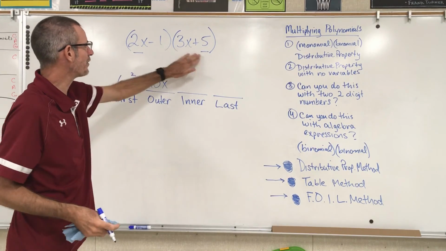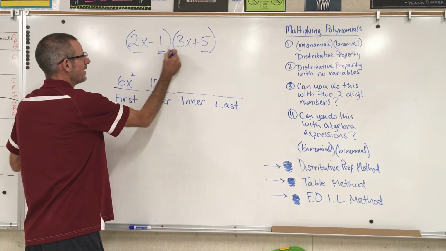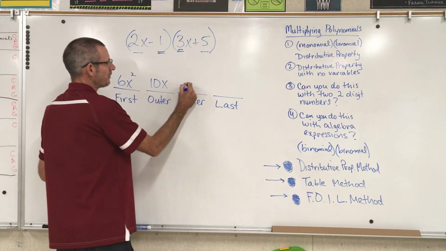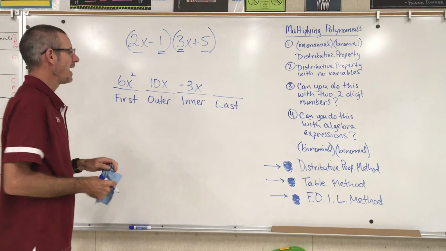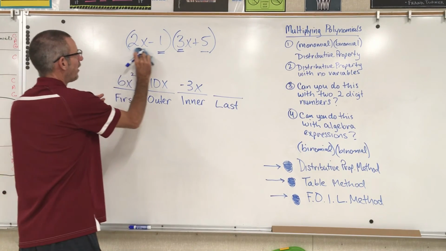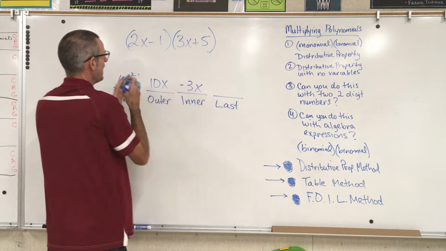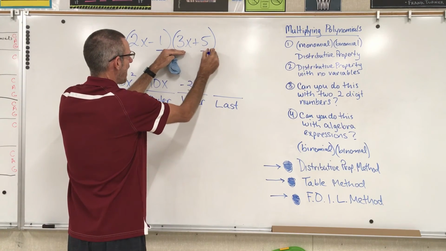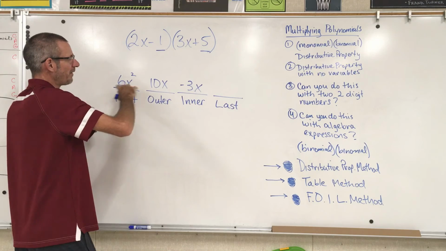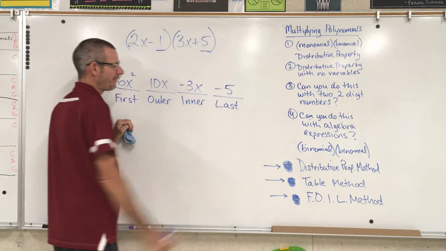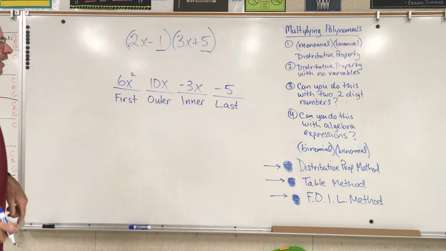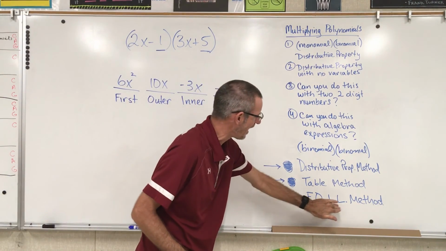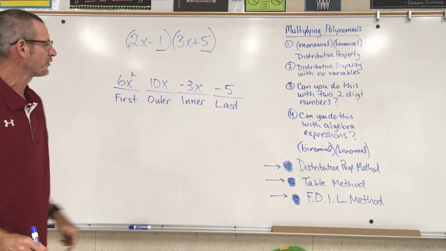Now, if these are the outer terms, then these here must be the inner terms. So when we multiply the inner terms, we get negative 3x. And finally, if we look at all 4 terms, in this binomial, that's the last one. In this binomial, that's the last one. So when we multiply the last, we get negative 5. And so there are our 4 terms. First, outer, inner, last, FOIL. We kept our monomials organized.